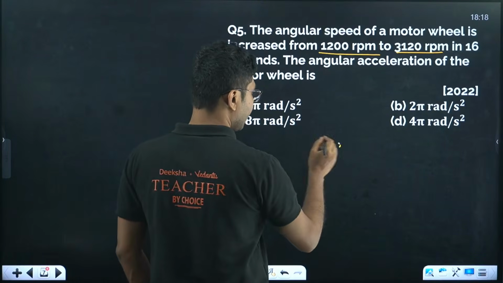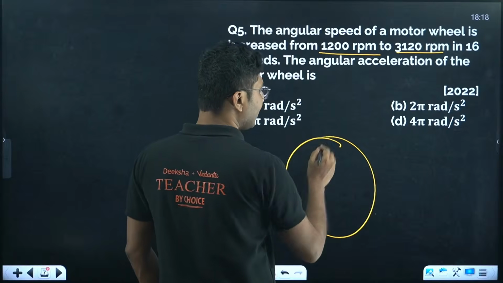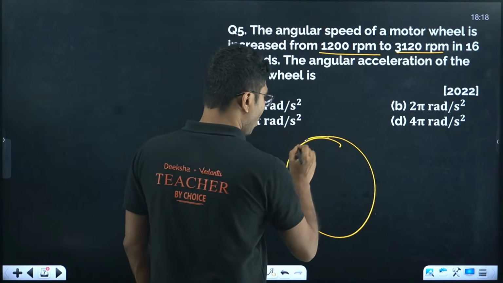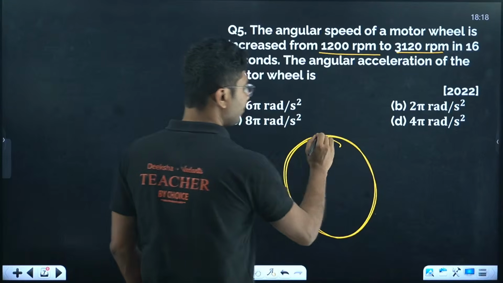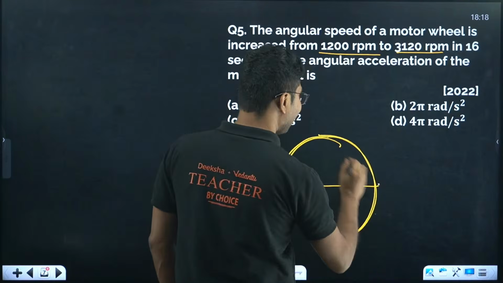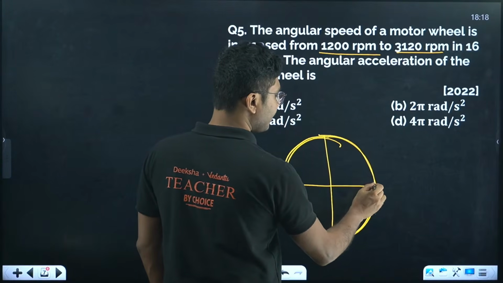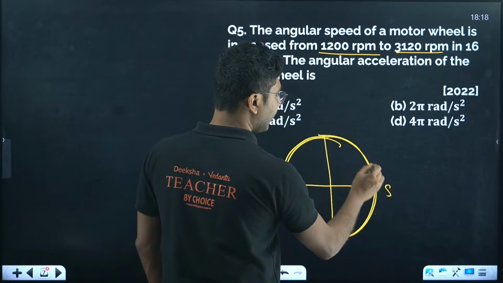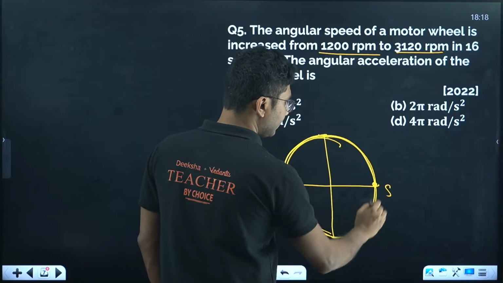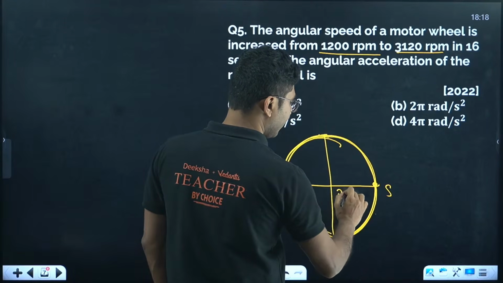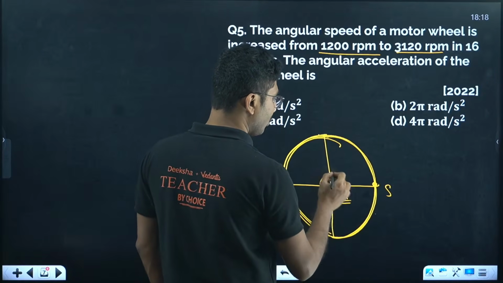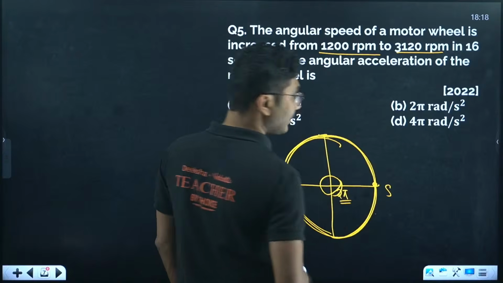rpm is not a unit. So what does rpm mean? rpm means revolutions per minute. One rotation is called one revolution. And what is the angle that it covers in one revolution? Suppose the object starts from here, and it covers 90 degrees, 180 degrees, 270, 360. That is, the total angle covered is 2 pi. So the total angle covered in one revolution is 2 pi. So your starting point and ending point are the same.